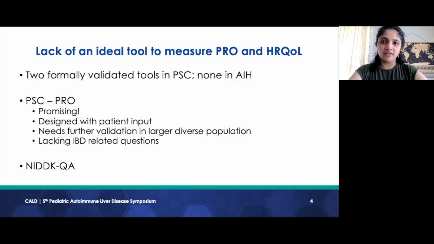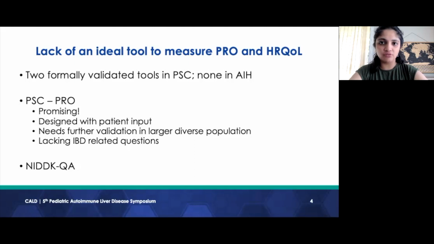So we only have two formally validated tools in PSC, the best and the most promising one of which just came out a couple of years ago. It's called the PSC Patient Reported Outcomes Tool. It is a promising tool in that it was designed with patient input and it had good internal validity. It does require further validation in a large, diverse population, and it was lacking some of the IBD related questions, which might be good to include. We unfortunately do not have any in autoimmune hepatitis.